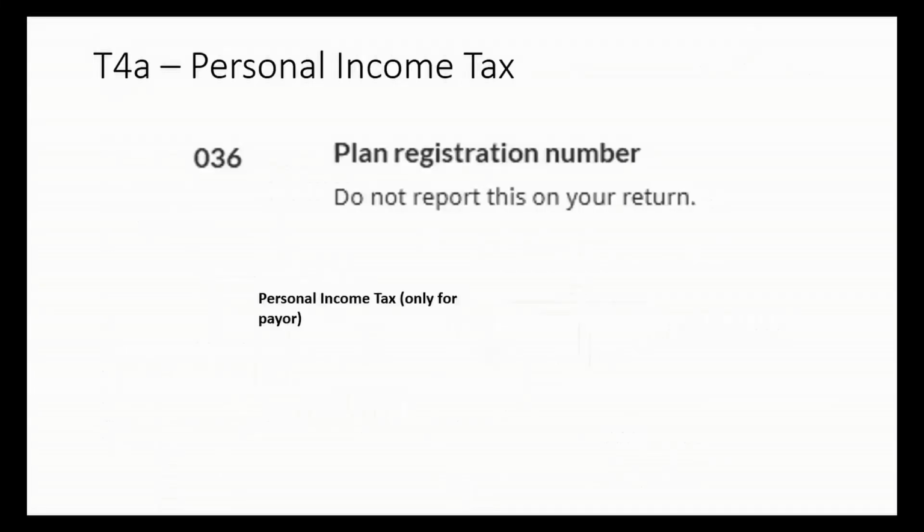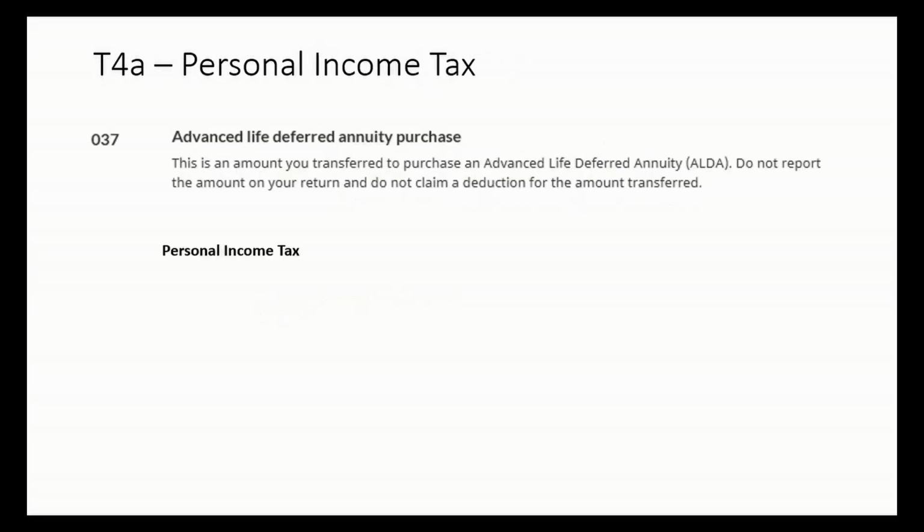Okay, apart from that, you have box 36 for the payer, such as your employer. This is your plan registration number. This is to be filled in by your employer. So this has to do with a group insurance plan, for example, and if there is a registration number, just like you have a registration number for your business, you will need to type in this registration number as an employer in this box, code 36.